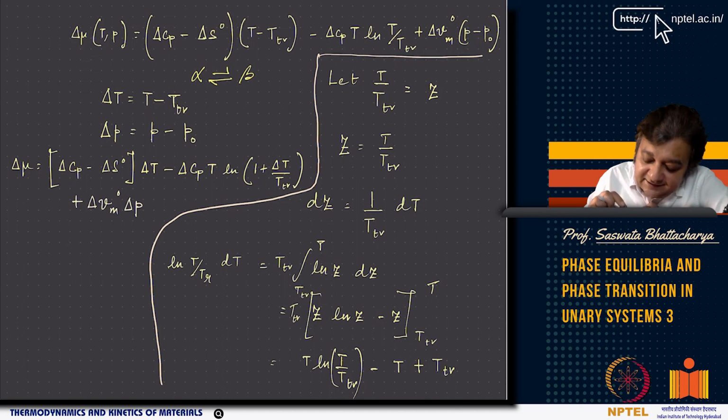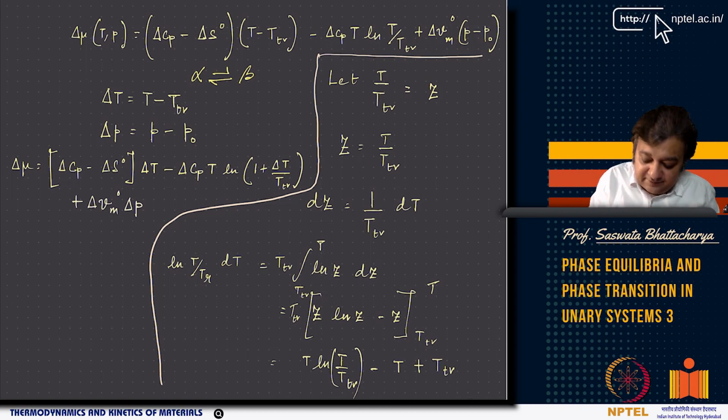Now if this delta T, the deviation from the transformation temperature, is small, then I can use ln 1 plus delta T by TTR. So basically T by TTR is written as 1 plus delta T by TTR, and I am taking only the first power of it. The first power is delta T by TTR, the transformation temperature. So that's what I have done, and I can remove the ln part.